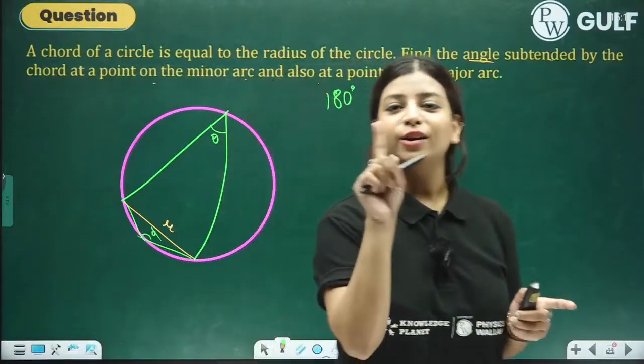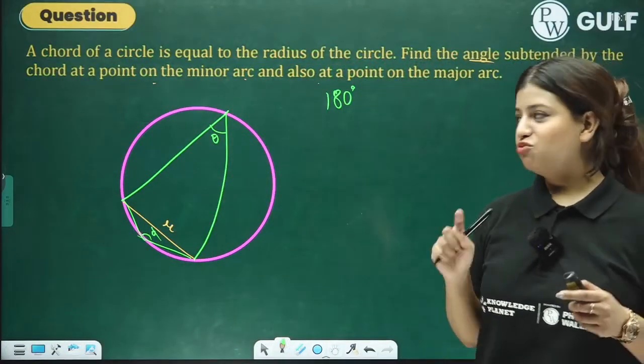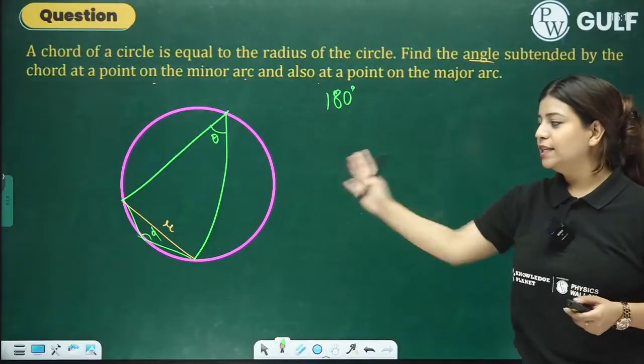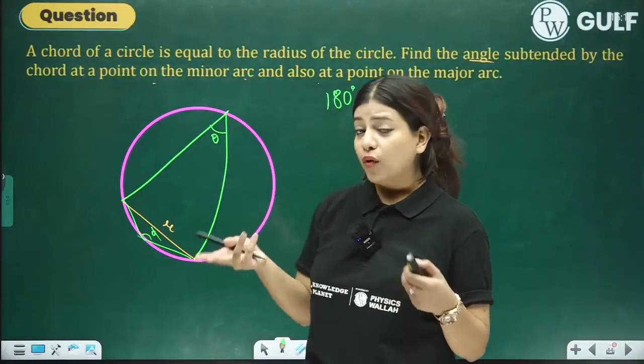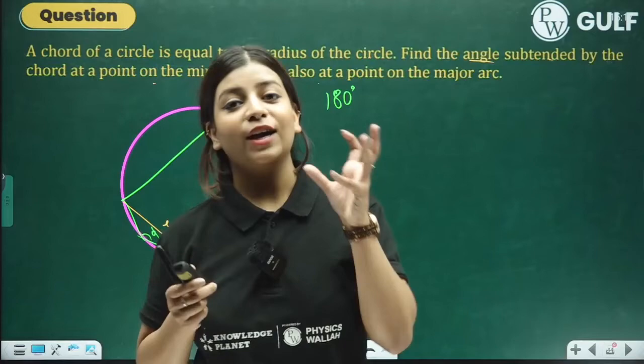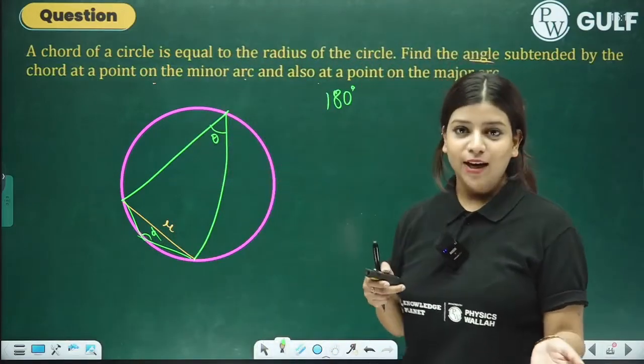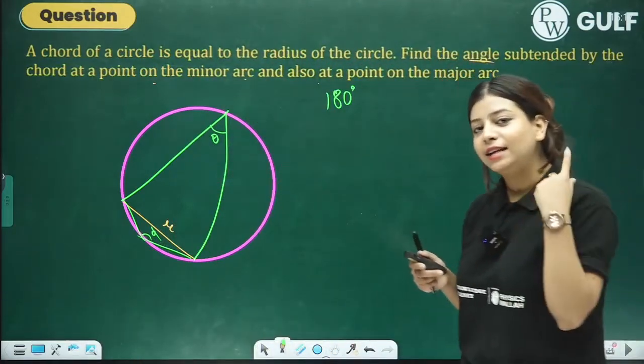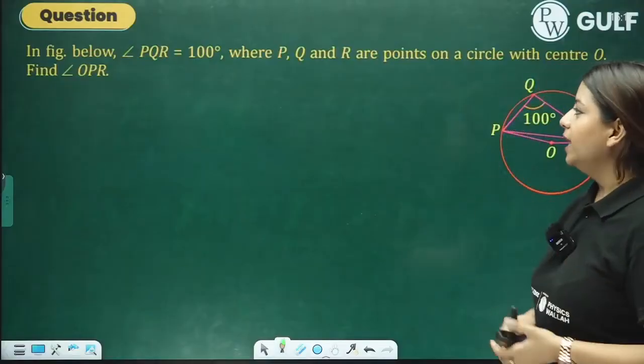What are their individual values? This is something that you guys will tell me in the comment section. So the addition of these two will be 180, that is for sure, because all the 4 points are lying on the circle. It forms a cyclic quadrilateral. But what will be the exact angles? Just comment it down.